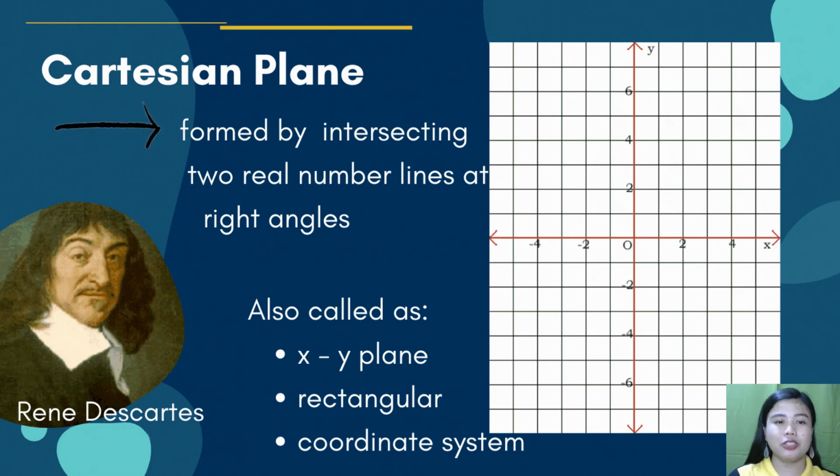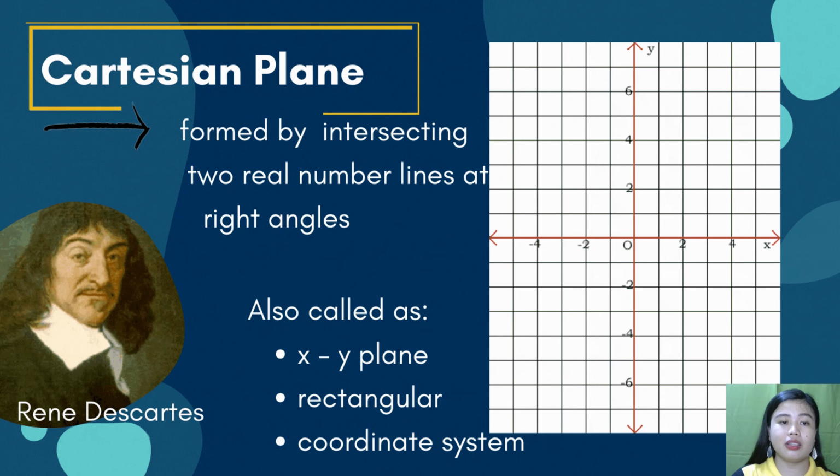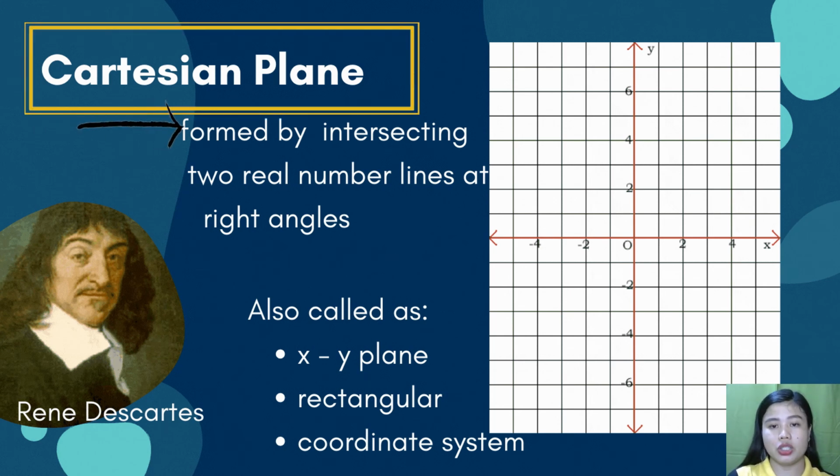What is a Cartesian plane? A Cartesian plane is formed by intersecting two real number lines at right angles. We can also call it the xy plane or the rectangular coordinate system. The picture here is of the mathematician René Descartes, who is credited for the idea of the Cartesian plane. This is an example of a Cartesian plane.